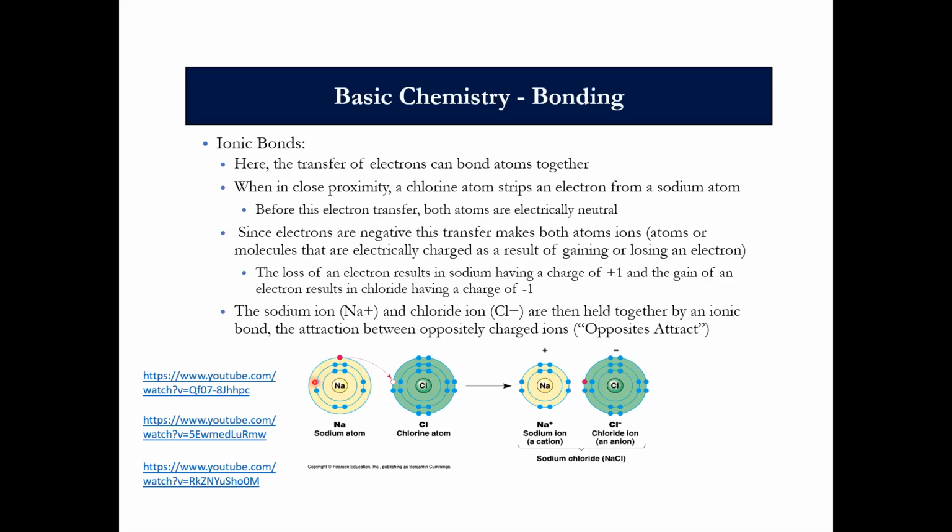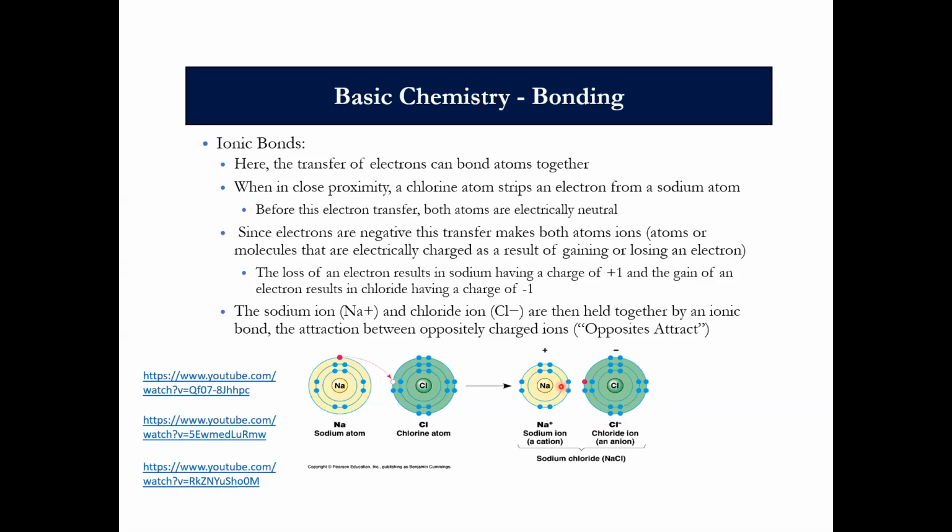Before this happens, both of these atoms are neutral. But once this occurs, sodium loses an electron and chloride gains an electron. Since electrons are negative, this transfer makes both atoms ions. Atoms or molecules are electrically charged as a result of gaining or losing an electron. So sodium has now lost an electron, so it has more protons than electrons. So it has a positive charge. It is a cation. Chloride has now gained an electron, has more electrons than protons, so it is now an anion, and it has a net negative charge.